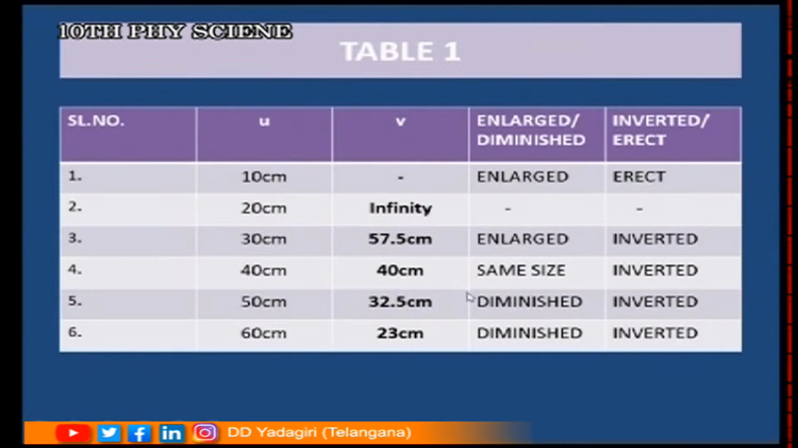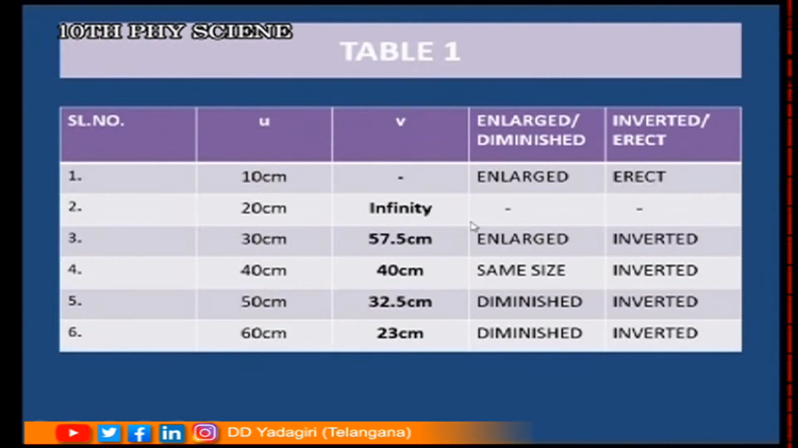So children, when we observe these values, we can say that as the object is moving away from the mirror, the image is getting closer and closer to the mirror. At the same time, its size is gradually getting diminished.